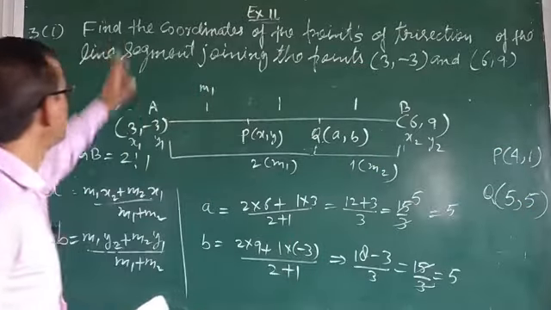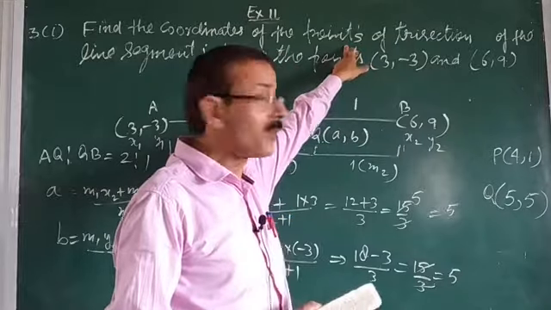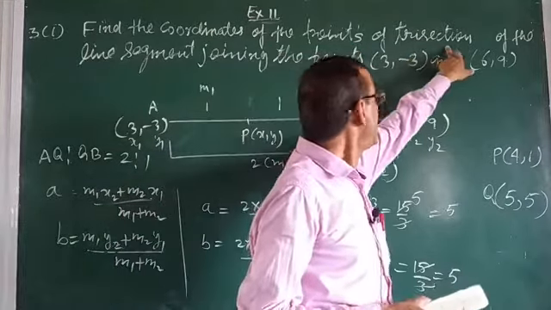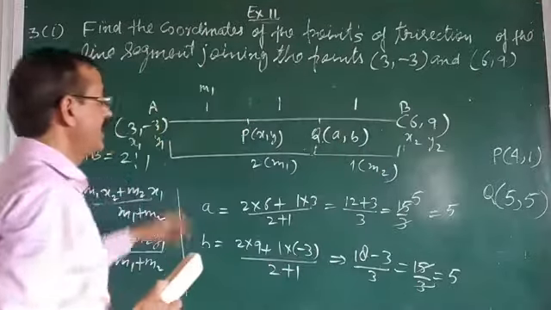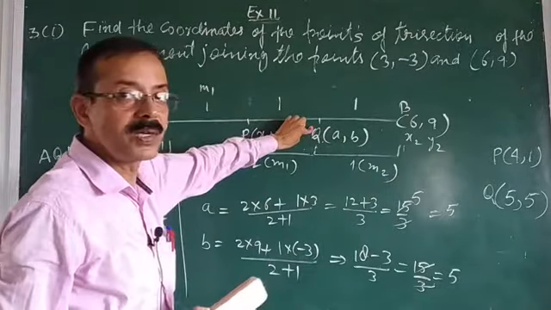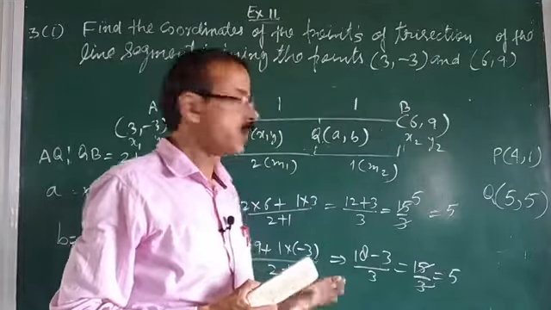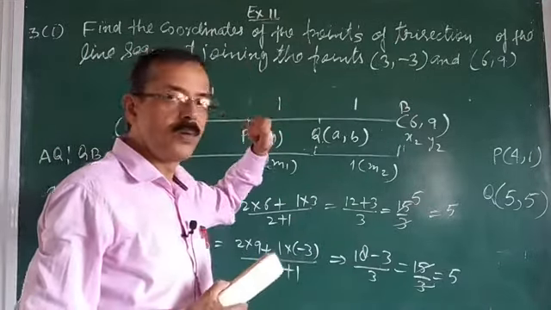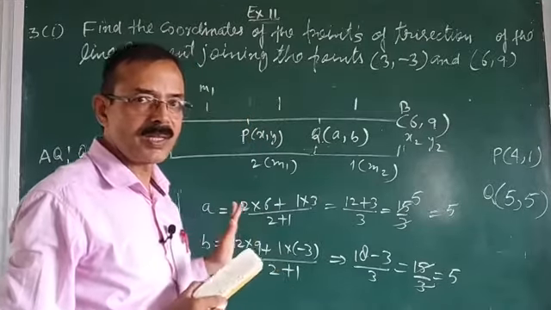We found the coordinates of P and Q. So this was the question: find the coordinates of the points. Points means more than one, of trisection of the line. A line AB is being trisected. Suppose P and Q are the 2 points which make the trisection of line AB. So we have to find P and Q by using the section formula. Hope the concept is clear.